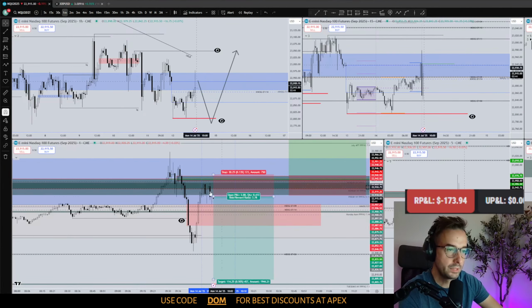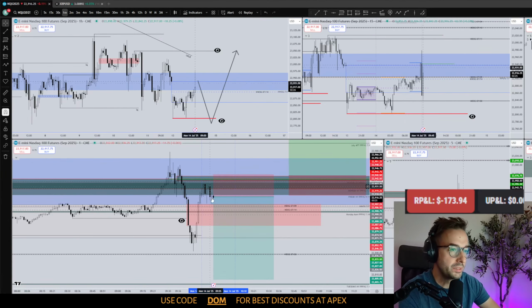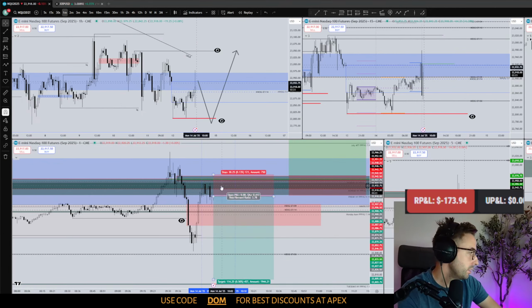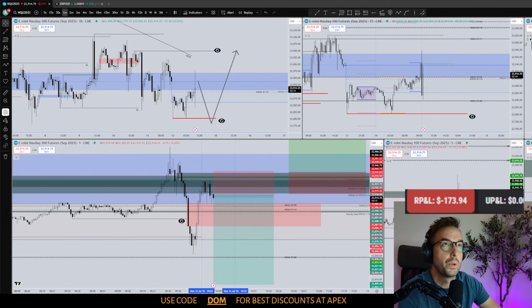I need more to take a short here. This is a 5-minute rejection off of all these levels here and a liquidity grab. That's a bit sketchy, but again, the draw, in my opinion, we have 2 draws. I'm more inclined for the one below us than above us. I do want to see price struggle a bit more at these levels before taking a short. That's what we're waiting for right now.